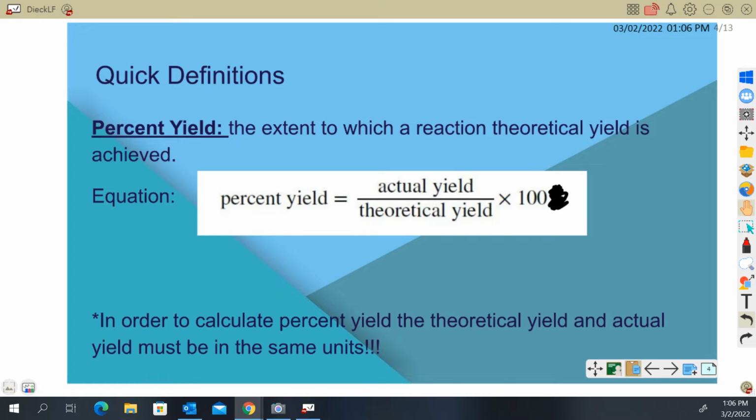And down there at the bottom it says, in order to calculate percent yield, the theoretical yield and the actual yield must be in the same units. So for example, I can't have one that's in moles and one that's in grams. I either need both of them to be in grams or both of them to be in moles in order for the math to work out correctly.